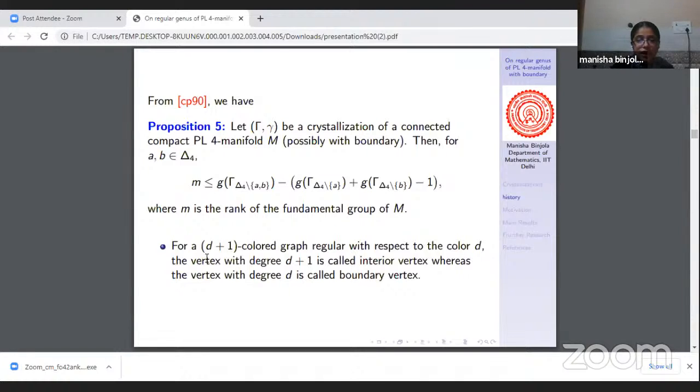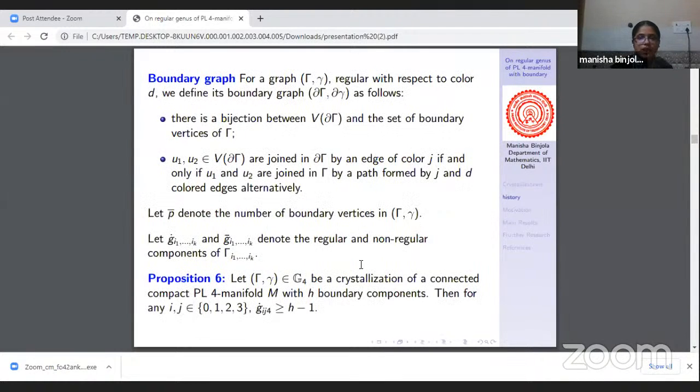Now, if we have a graph and if the degree of a vertex is d plus 1, then we call it an interior vertex. And if the degree is 1 less, then we call it a boundary vertex. This is the definition for interior and boundary vertices in a graph. Now we construct a boundary graph. We give this notation for the boundary graph. As the name suggests, we are going to construct a boundary graph. For a graph, we need vertices and edges. So what should be the vertices for del gamma? It should be the boundary vertices of gamma only.